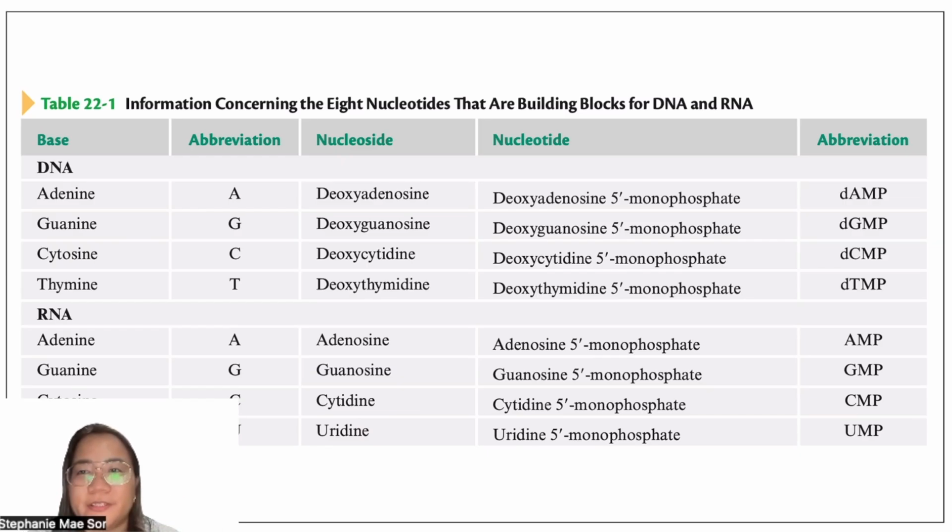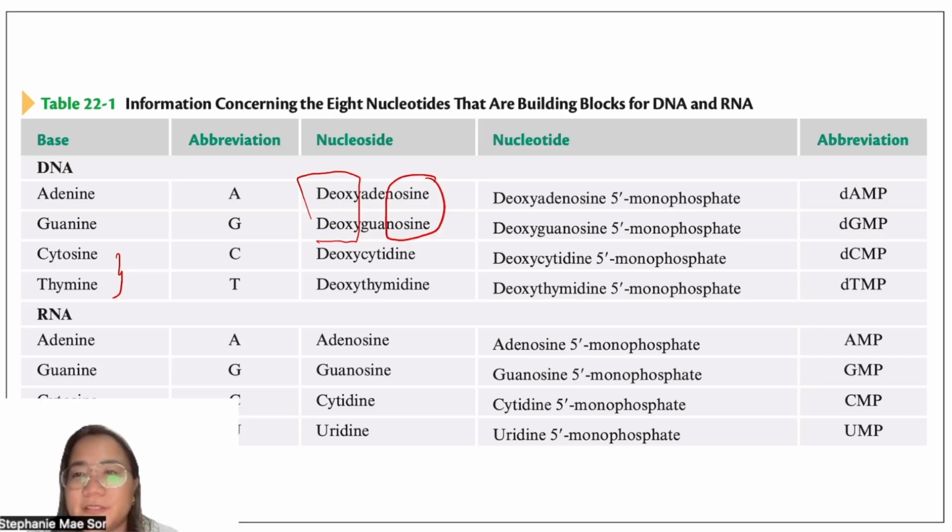Since we mentioned it earlier, if you're talking about your purines, then the suffix is osin. Kapag RNA siya, walang prefix. Kapag DNA siya, may deoxy. If you're talking about pyrimidines, like your cytosine and thymine and your uracil, then the suffix is idine, idine, idine.